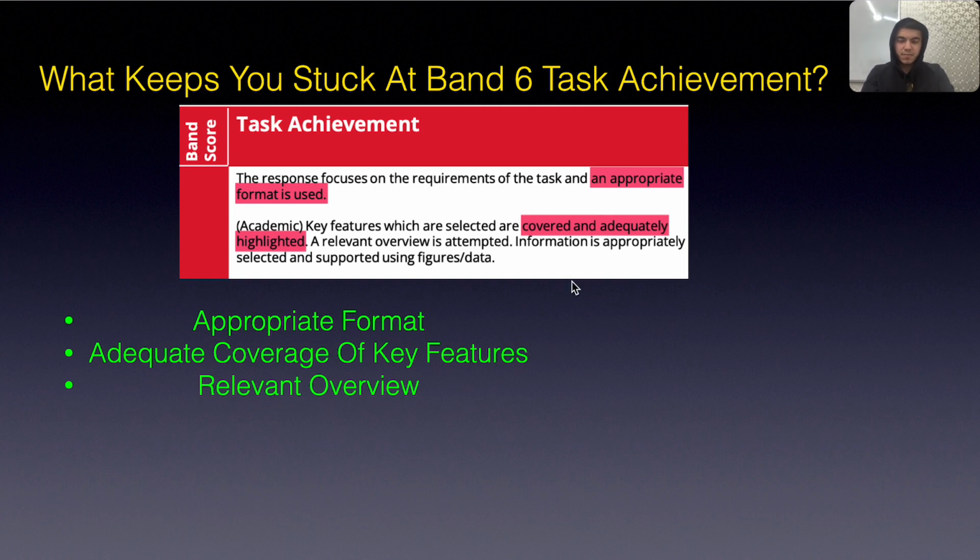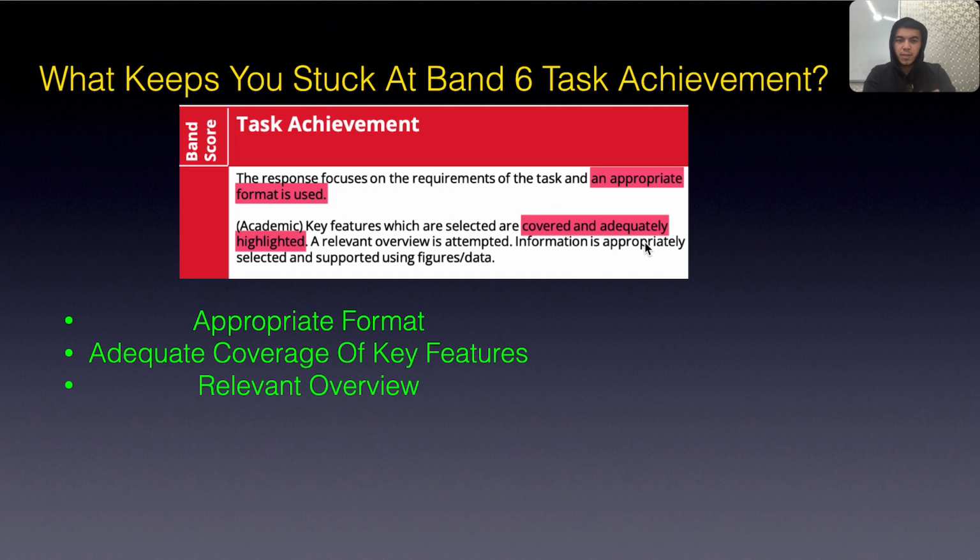Band 6 task achievement. At Band 6, things are getting better. At Band 6, your response focuses on the requirements of the task. You're writing 150 words here. And your format is appropriate. No bullet points, no numbers. You have an introduction, overview, and body paragraphs. And here it says, key features which are selected are covered and adequately highlighted.